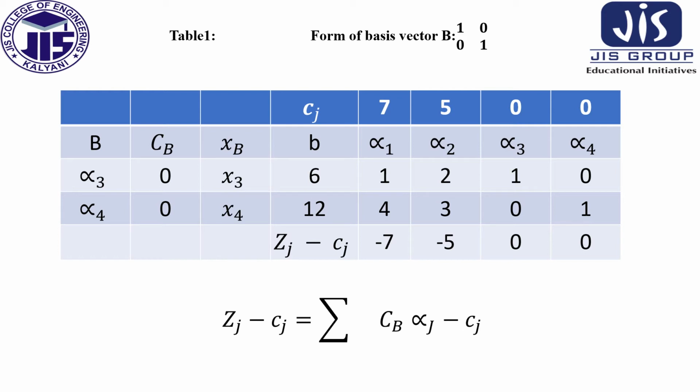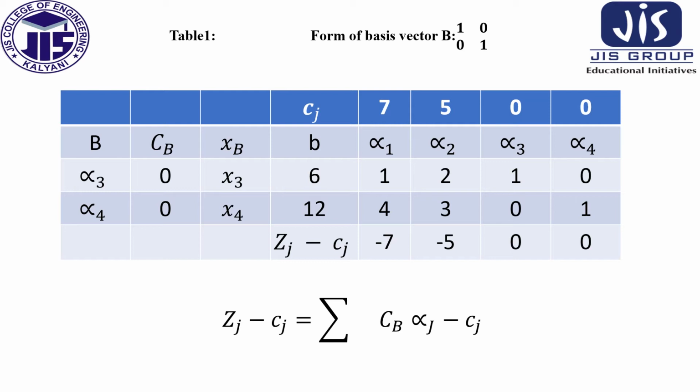This is the basis vector form. So here, 1 0, the first column of the basis vector form, represents alpha 3. That's why we have to write alpha 3 in the B column. And alpha 4 is 0 1, so we have to write alpha 4 in the second row of the B.